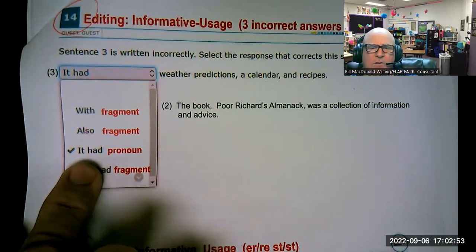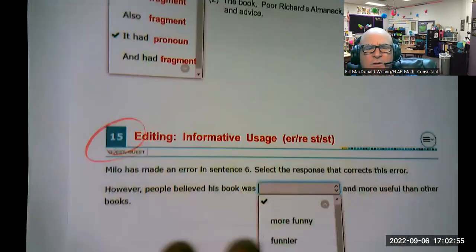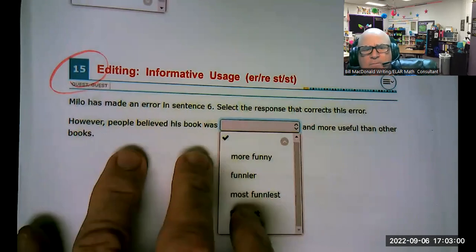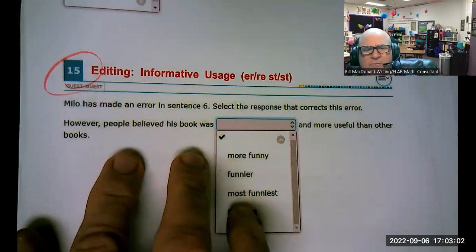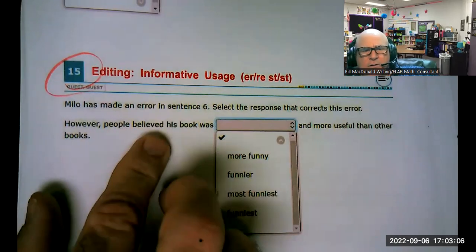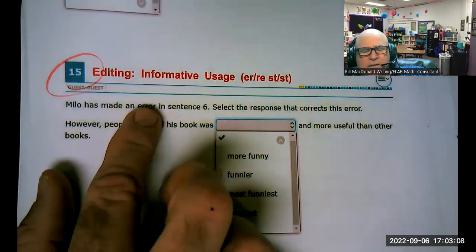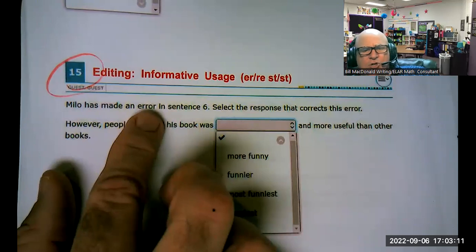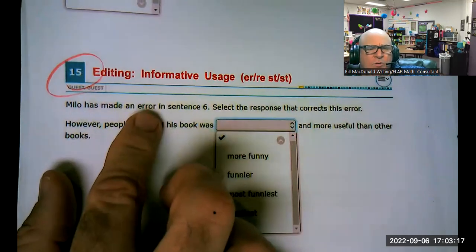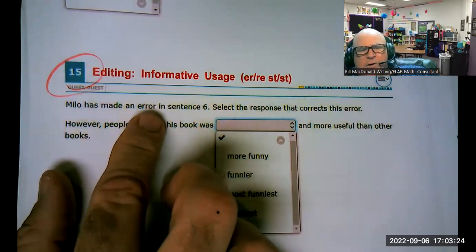All right. So let's take a look at our last one from the drop down samples before I gave you some with editing and revising from different levels. Milo has made an error. So again, error is there. So whenever it has change or error, then you have a clue, oh, that's probably usage, capitalization, punctuation, or spelling. Select the response that corrects the error.